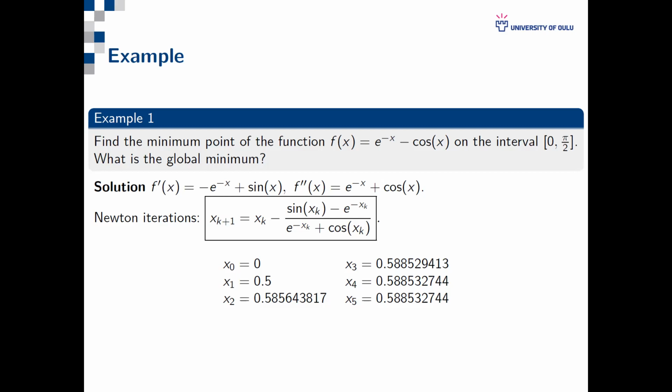The function is convex on the convex interval from 0 to pi over 2. So it has one point where the derivative vanishes. It is a convex function because the second derivative is positive. And then it means there is exactly one minimum point on that interval, inside the interval from 0 to pi over 2.